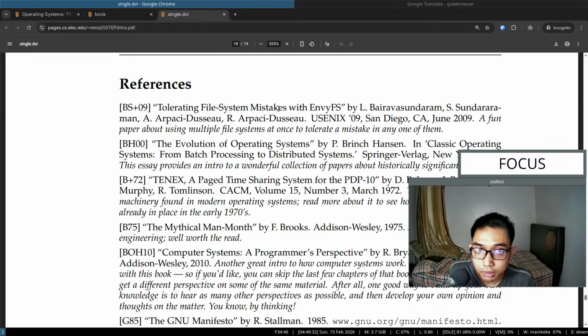Tolerating file system mistakes with NVFS. A fun paper about using multiple file systems at once. Oh, multiple file systems at once to tolerate a mistake in any one of them.